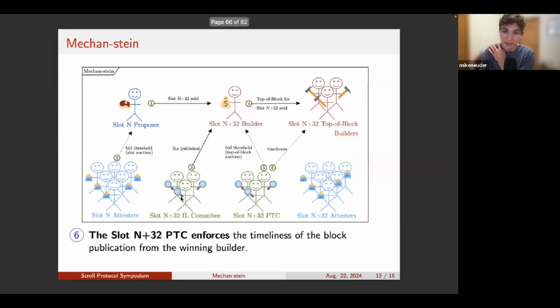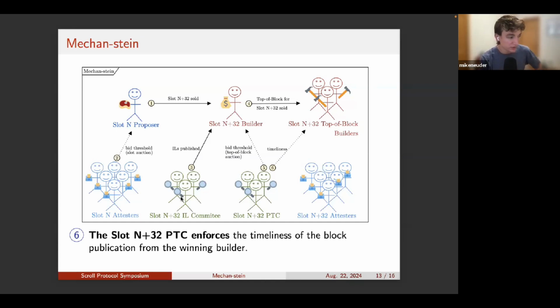That's step 5. Step 6 is the timeliness for the top of the block for slot n+32 builders. I'm glossing over some details here, obviously, but the fact that the top of the block and the rest of the block have to be published and come to consensus over their publication is one of the key limiting factors of these top of block, rest of block splits.